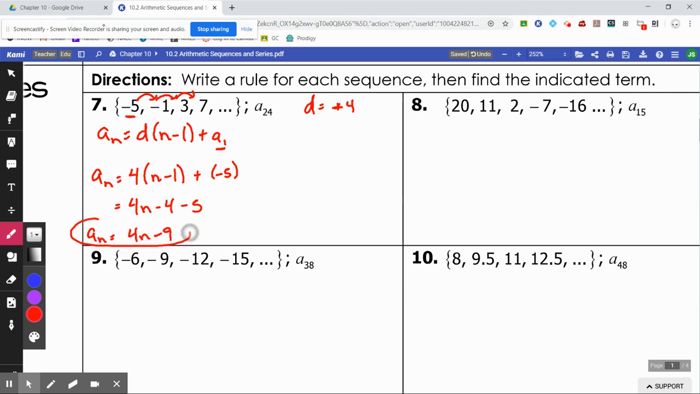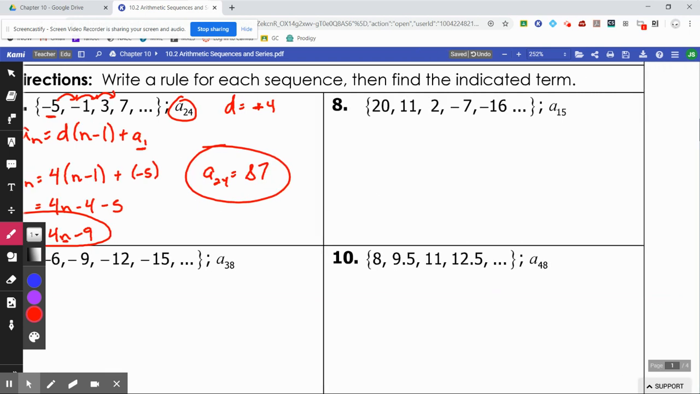There is their formula. Now, what is the 24th term? To find the 24th term, we now simply plug in 24 for n. 4 times 24 is 96. Minus 9 gives me 87. So there's my two answers. Let's do one more with their formula, and then we'll go back and we'll rework these with mine.